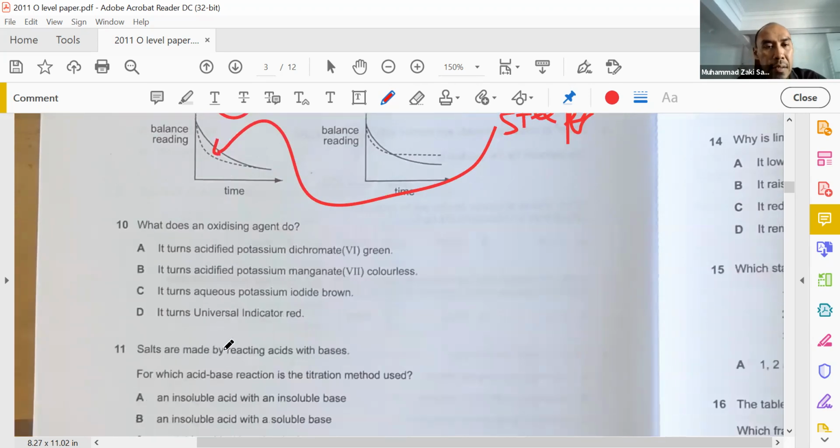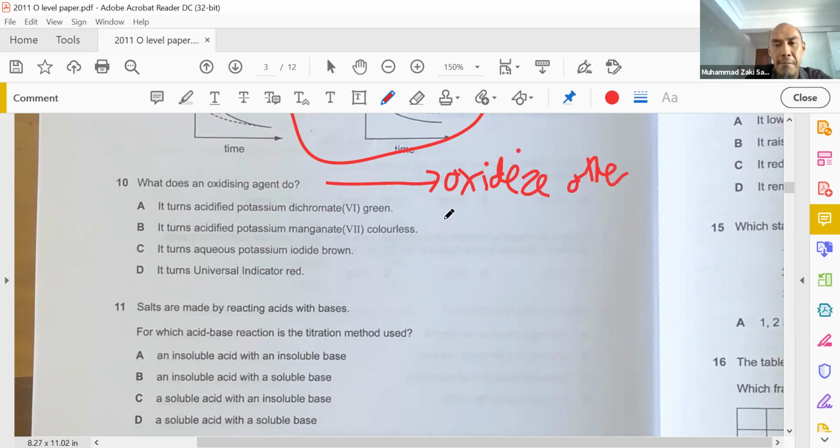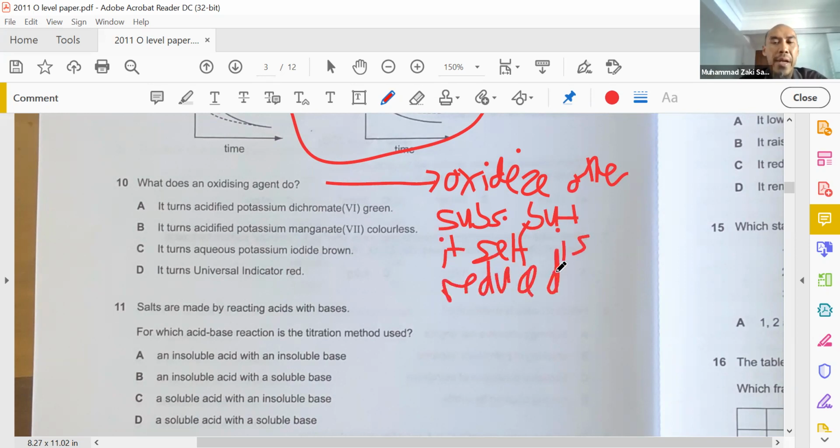Okay, next. Oxidizing agent. Now remember, what does an oxidizing agent do? It basically oxidizes other substances, but itself is reduced. However, an oxidizing agent also does something else. You remember, it will actually reduce.